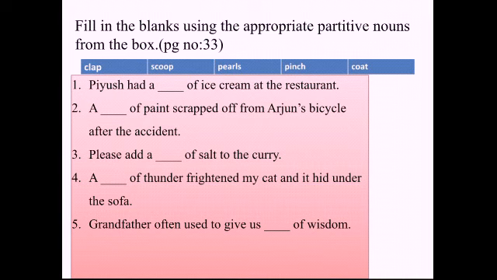A dash of paint scraped off from Arjun's bicycle after the accident. Paint. How can you make it a countable noun? By adding the partitive noun coat. See, in the advertisements on TVs, you might have heard 3 coats, 2 coats of paint. I have applied 2 coats of paint in my home, or 3 coats of paint, right? So here, a coat of paint scraped off from Arjun's bicycle after the accident.